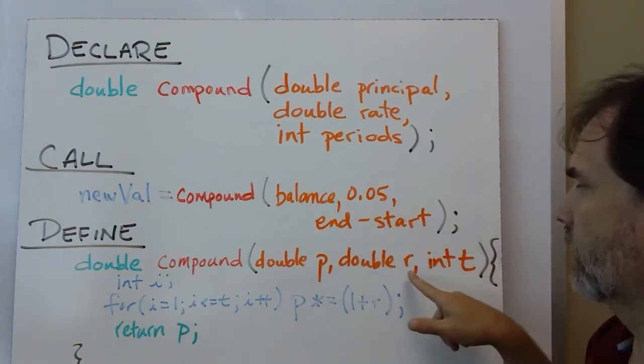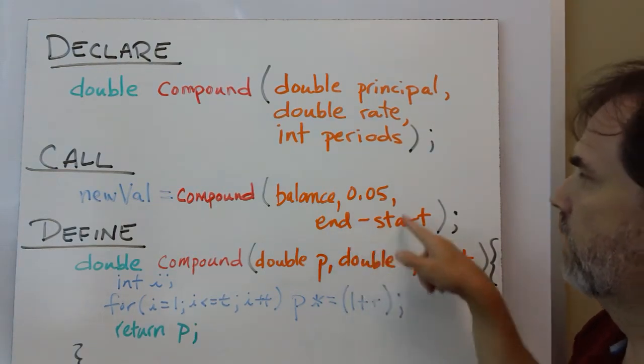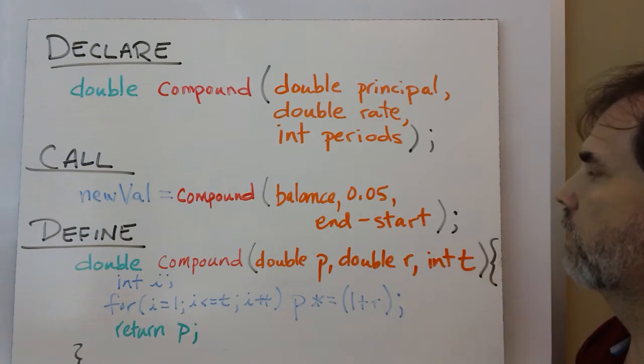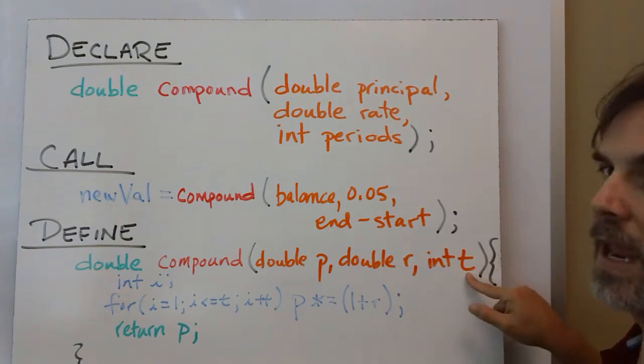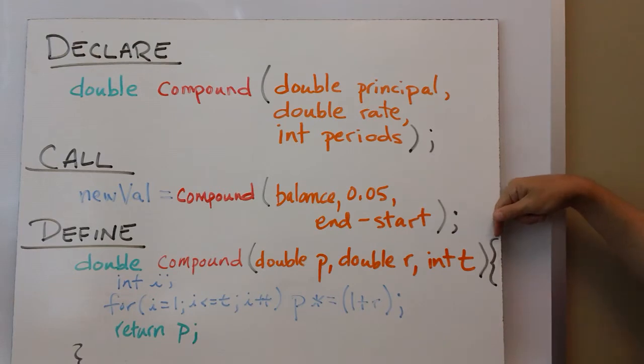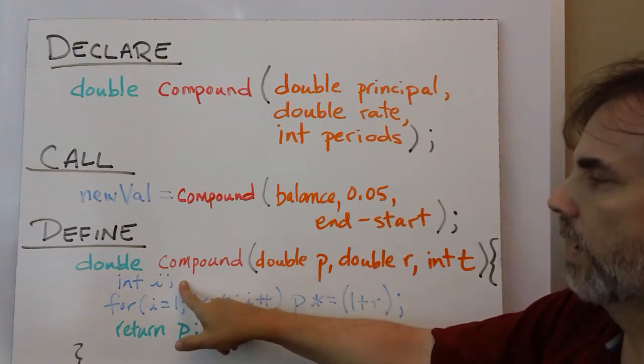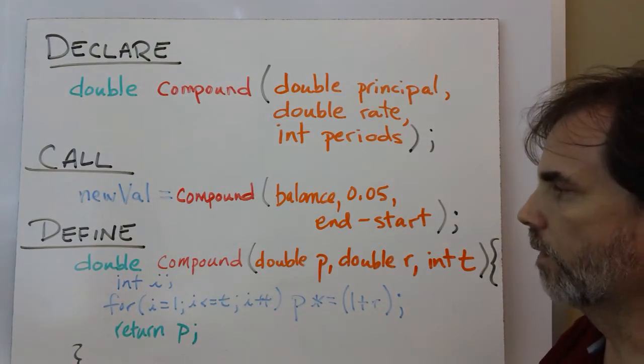0.05 gets passed in inside the function, that's called R. And the expression n minus start gets passed in, and that value gets bound to the name T. Then we start the code part of the definition with an open brace here. We can declare local variables. Here I've declared a local variable I.